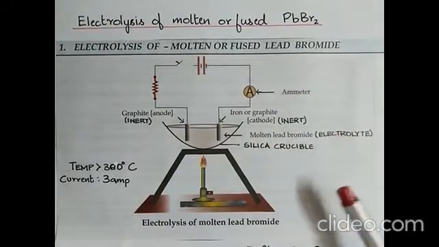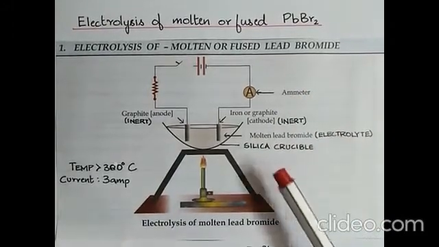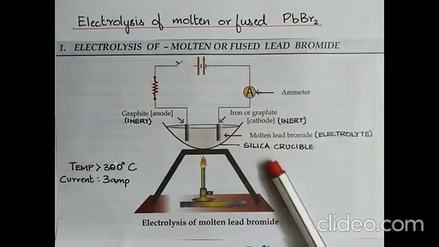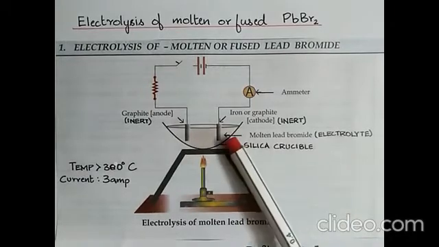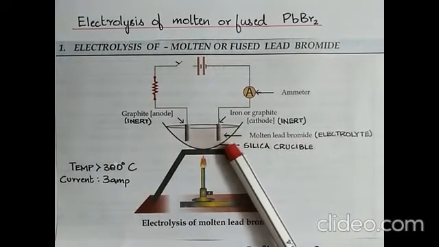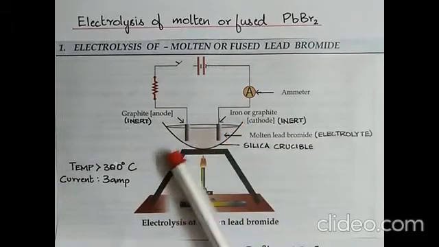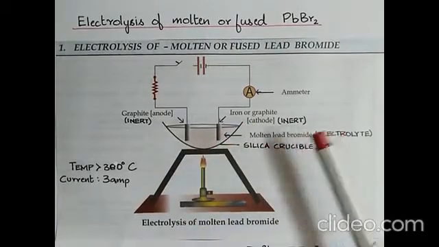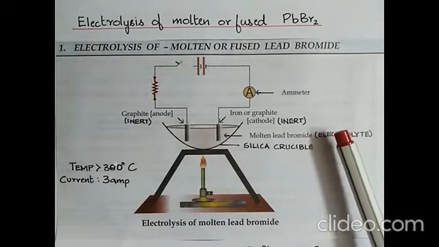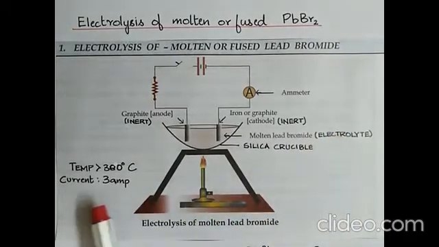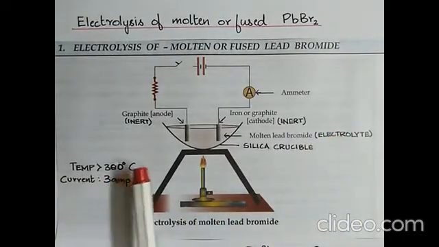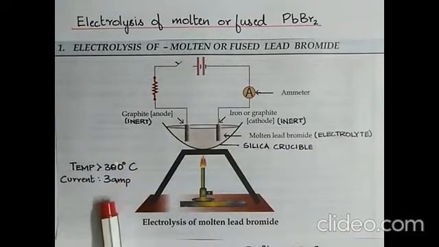You can observe the diagram carefully and you can find the electrolytic cell is made out of silica and it is molten lead bromide, that is the electrolyte. You can see the anode and cathode both are inert. They are graphite anode and graphite cathode. So now the temperature is maintained at 380 degrees Celsius and the current passed is 3 ampere.